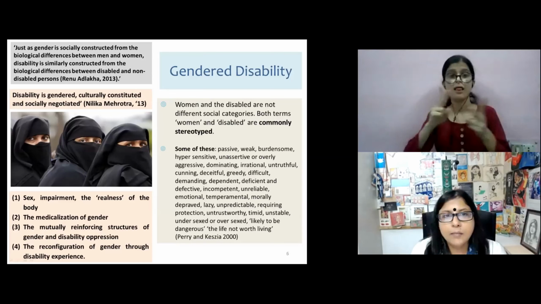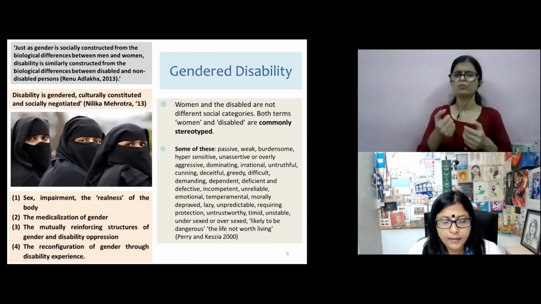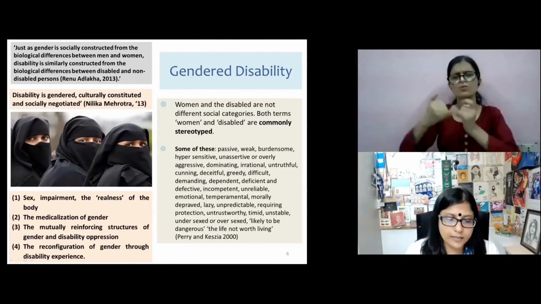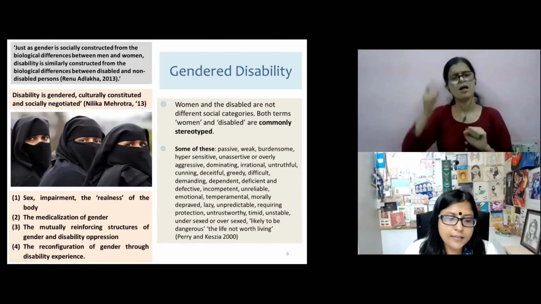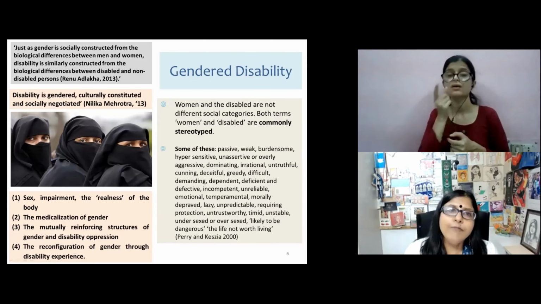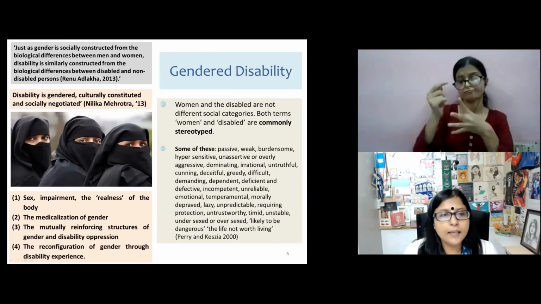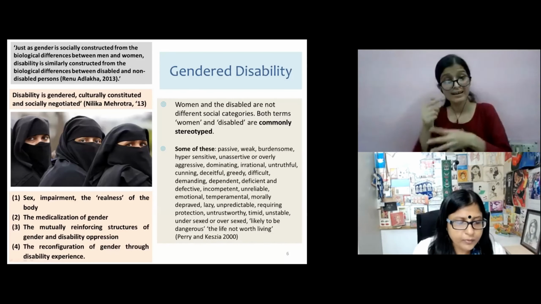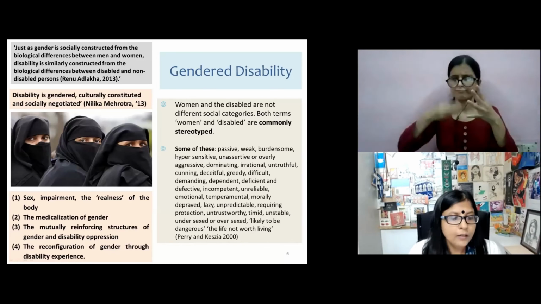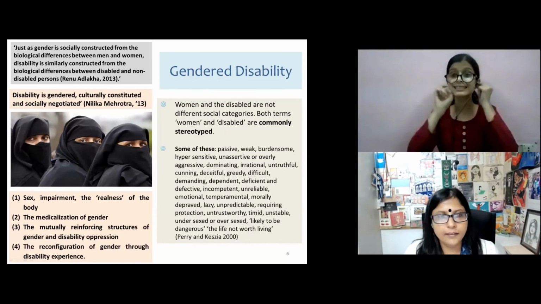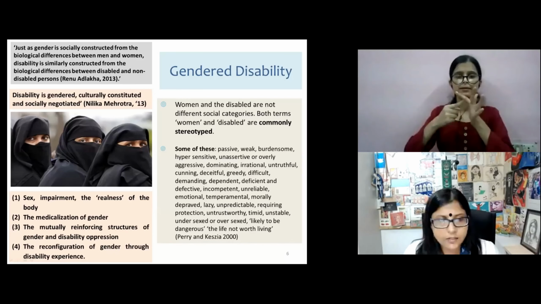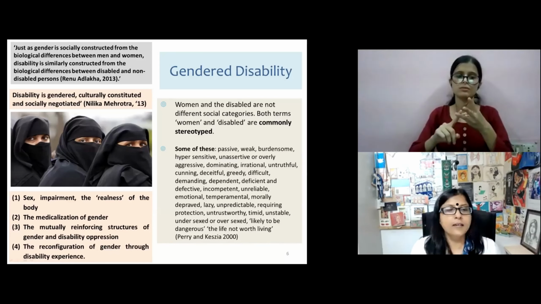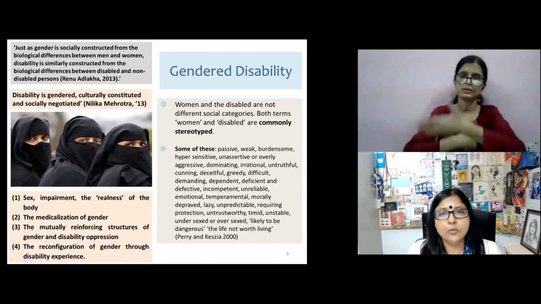So then we talk about gendered disability, and disability is basically gendered, culturally constituted, and socially negotiated. And gender has emerged as a key site of disability critique in 4 general areas. The themes I cover in this session will be subsumed under any of the 4 themes that I am mentioning now. 1, sex, impairment and the realness of the body. 2, the medicalization of gender. 3, the mutually reinforcing structures of gender and disability oppression, and 4, the reconfiguration of gender through disability experience.